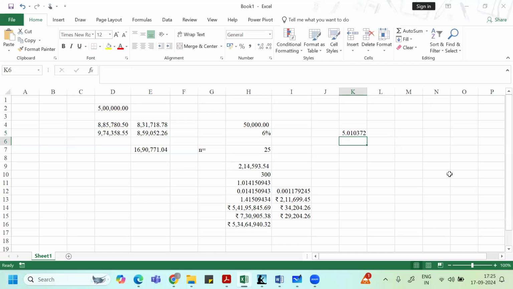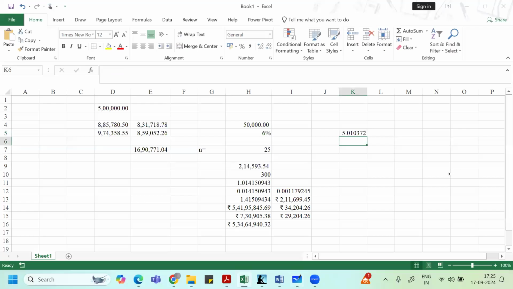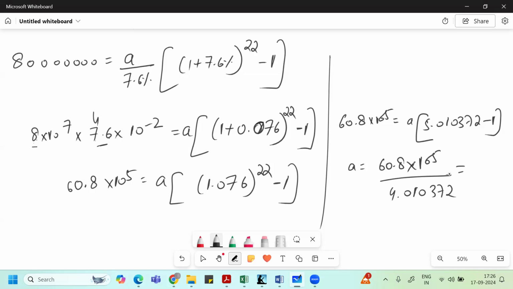This will give you around 5.010372. So this would be 60.8 into 10 to the power 5, divided by 5.010372 minus 1. So this will give you 4.010372. So the annuity value would be 60.8 into 10 to the power 5 divided by 4.010372. So you can just solve this.